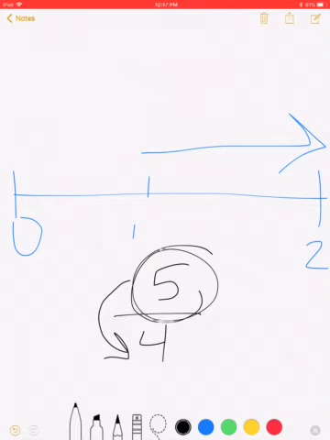But we're going to look at this some more in class, but I want you to think about what did you notice? What patterns did you notice about fractions that are less than 1? What patterns did you notice with fractions that are equal to 1 and greater than 1?